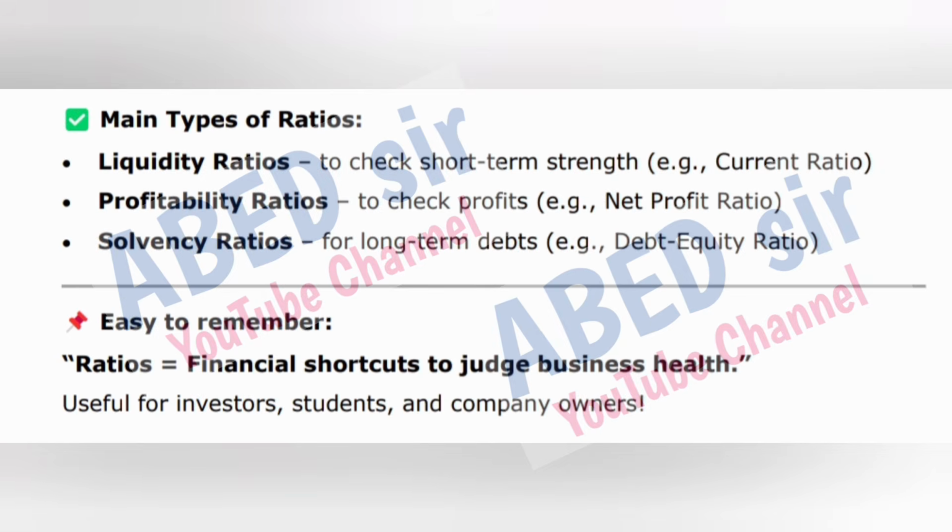Main types of ratios. Liquidity ratios, to check short-term strength, example, current ratio. Profitability ratios, to check profits, example, net profit ratio. Solvency ratios, for long-term debts, example, debt-equity ratio. Easy to remember. Ratios is equal to financial shortcuts to judge business health. Useful for investors, students, and company owners.